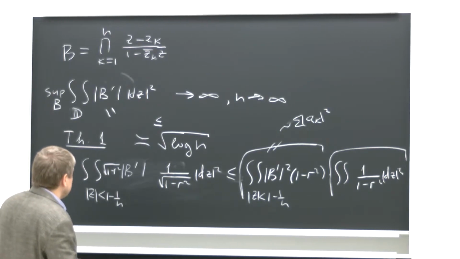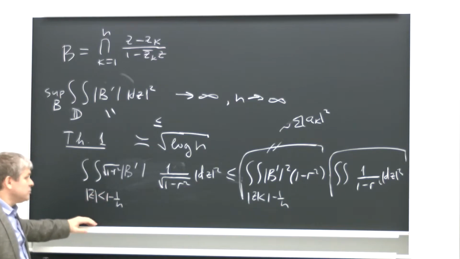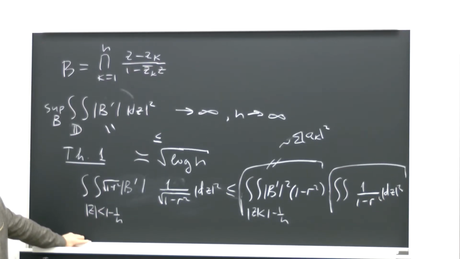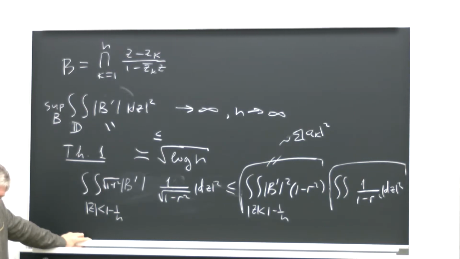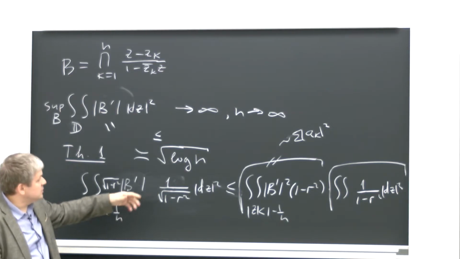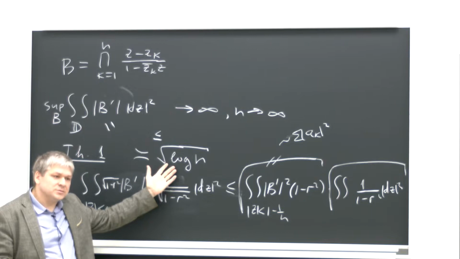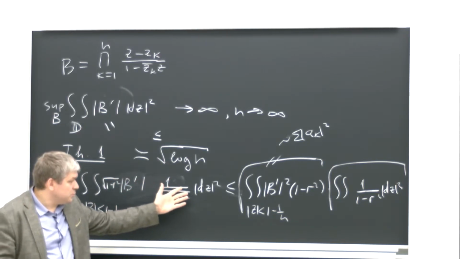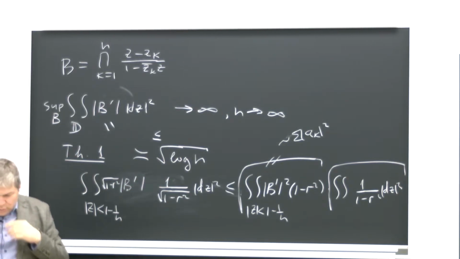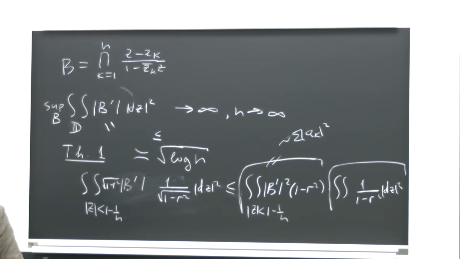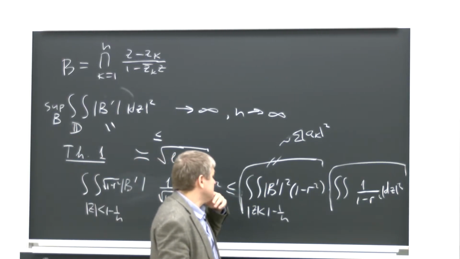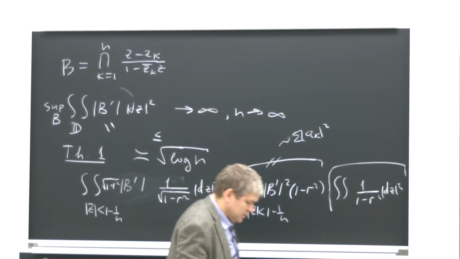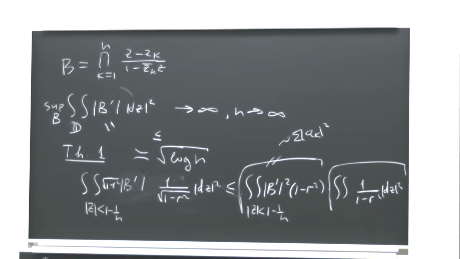So you see, again, this is quite a simple inequality, and one may ask the question, maybe there is some more delicate approach that gives us a better estimate than square root of log n. This is quite a simple estimate, but it turns out that it is sharp. It is a sharp estimate in the sense of order.